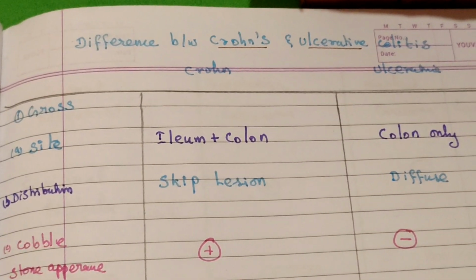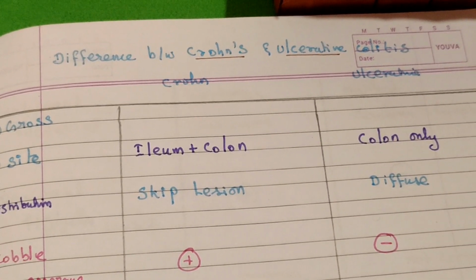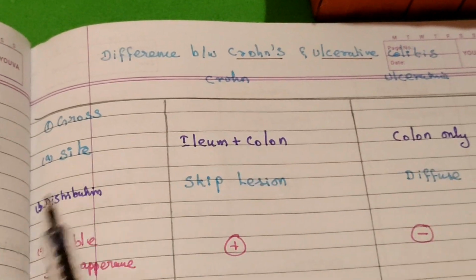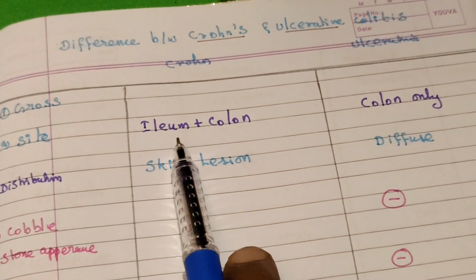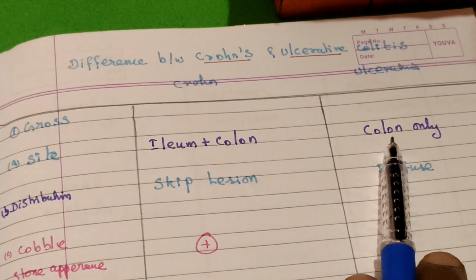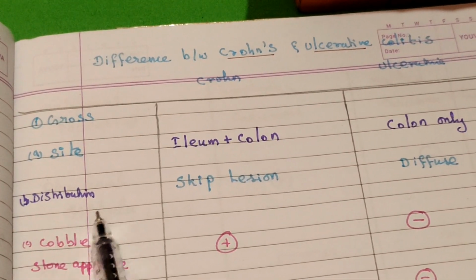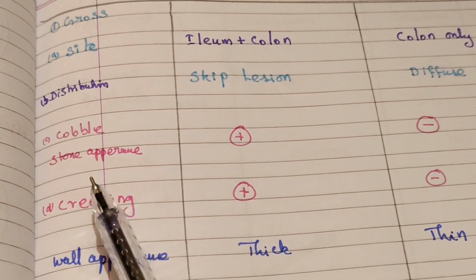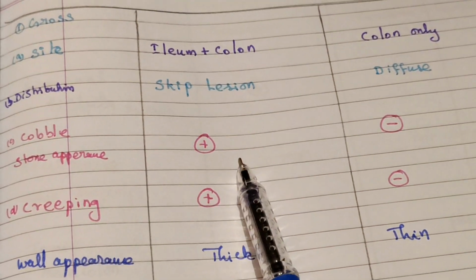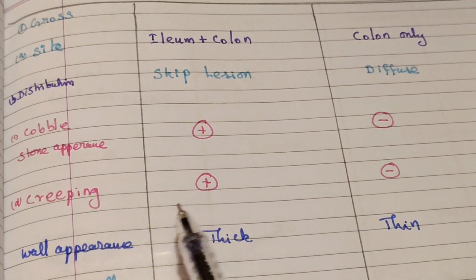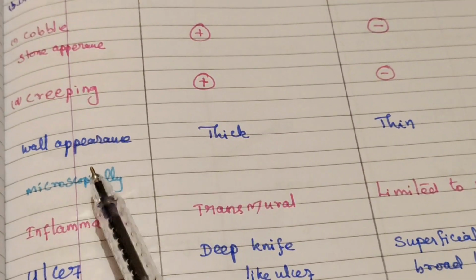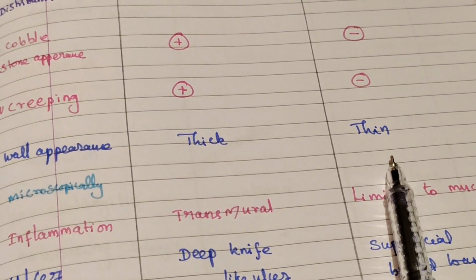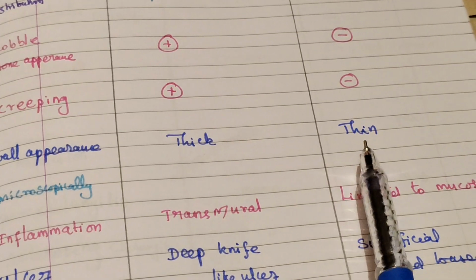The last one is the difference between Crohn disease and ulcerative colitis. First one is site. Crohn disease affects ileum and colon; this one only the colon. Then distribution: this one is skip lesion, this one is diffuse. Cobblestone appearance is present here, absent here. Creeping fat is present here, absent here. The wall is thick in Crohn disease, and thin in ulcerative colitis.